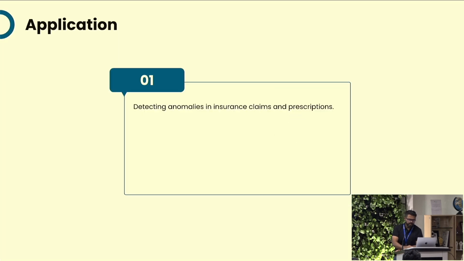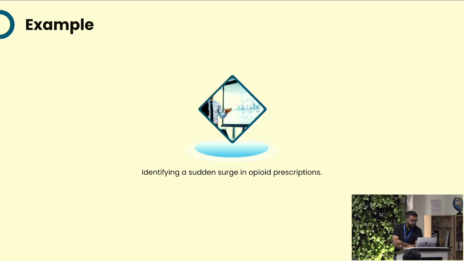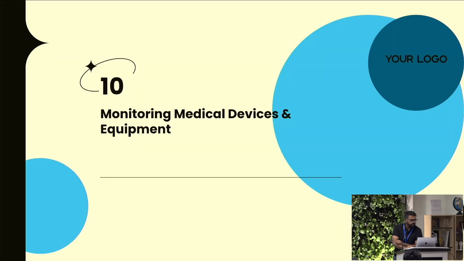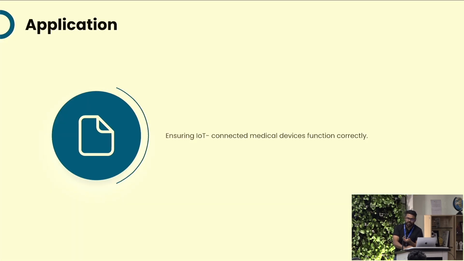This I already mentioned. Insurance claims, prescriptions, there are a lot of anomalies happening, and there is scope for health tech companies and healthcare programs to work on that. So yeah, medical equipment and monitoring of medical devices and equipment. Again, I mentioned this at the beginning. So this is another application where we need to encourage companies to work, and this is also a high impact area.